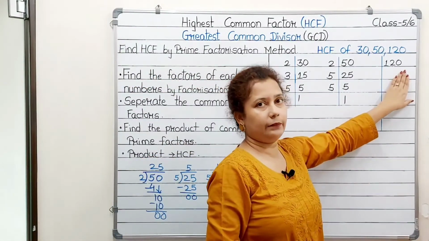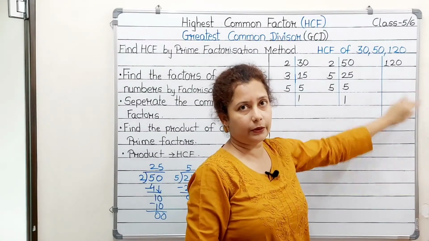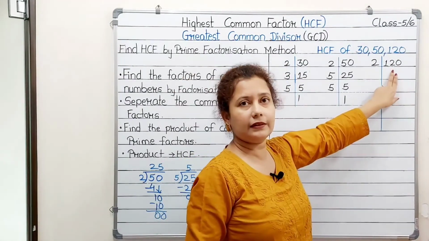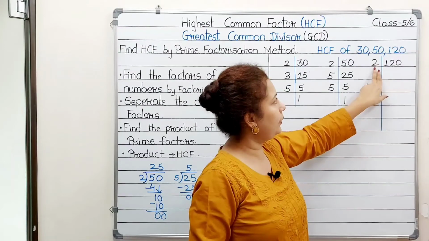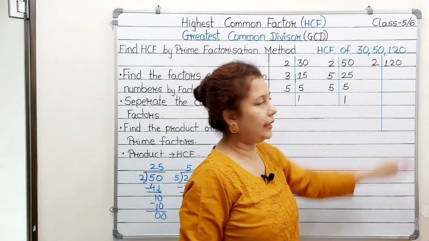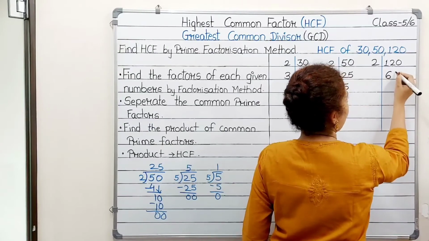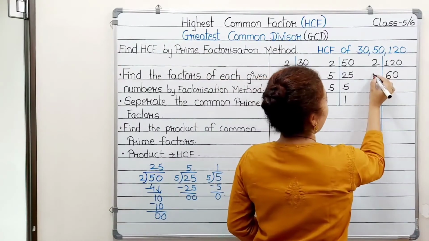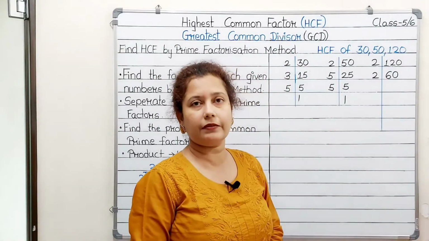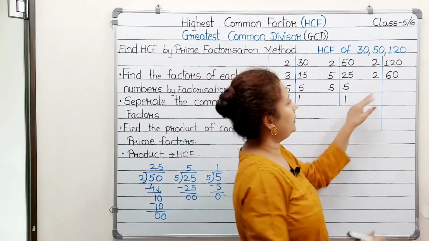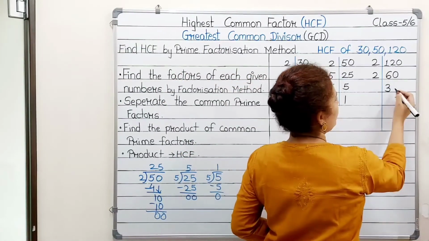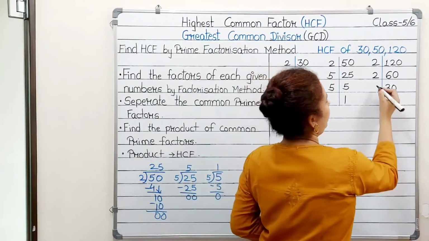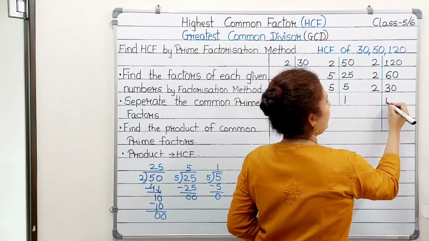Next is 120. So we will find the prime factors of 120. We will divide it by the first prime number, that is 2. And I will divide this number directly over here. We know that 2 into 6 is 12. So here 2 into 6 is 12 and 0. That means 2 into 60 is 120. Next we will divide it again by 2 because it is divisible by 2 again. So here 2 3s are 6. So 0. So 2 into 30 is 60. Again it is divisible by 2. So here 2 and 15.